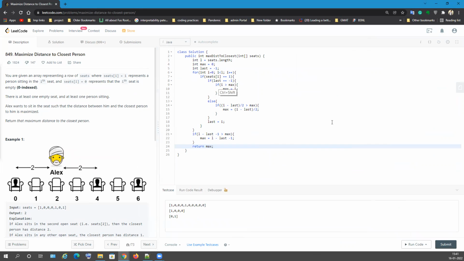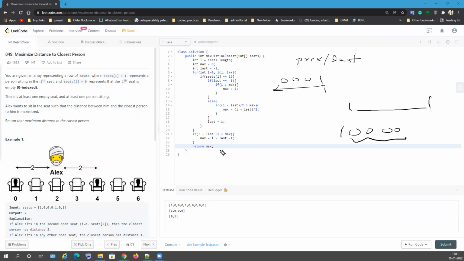In this particular case, I'm checking the initial zeros. If some zeros are here, and the current i is greater than max, I'm updating it. Else, if we already have something in the last variable, then the case is when two ones are there and zeros are in between. Then I check if i minus last, divided by 2, is greater than max, and update it. After the full array iteration, I check the condition when there are zeros at the end of the array, and return the max.